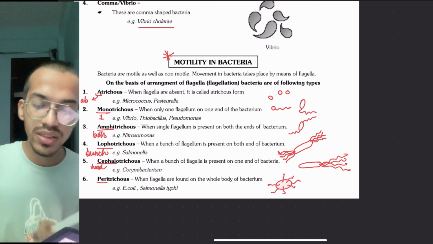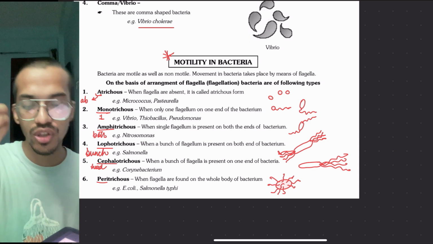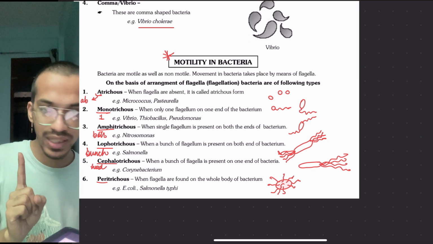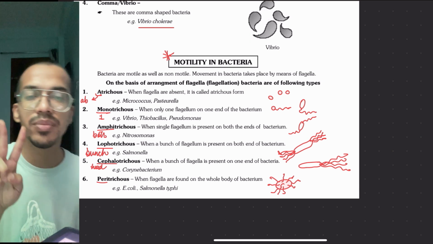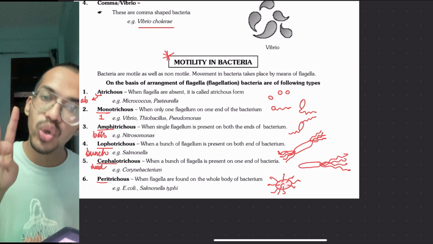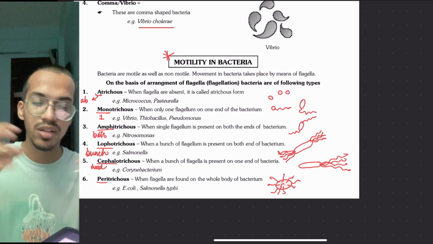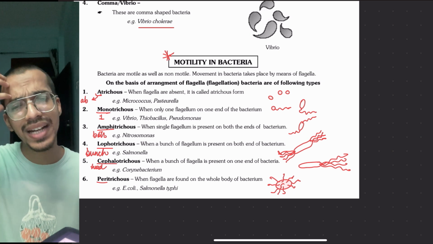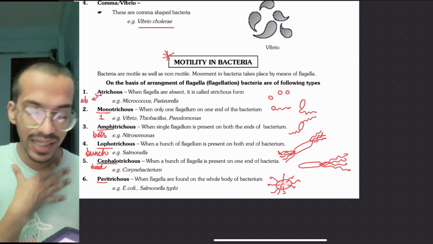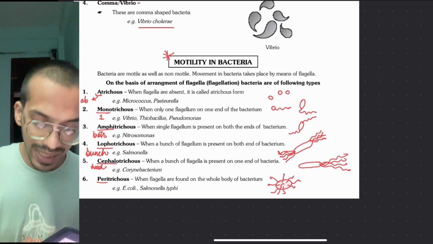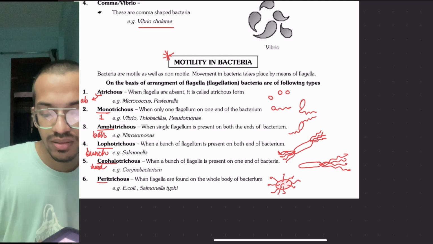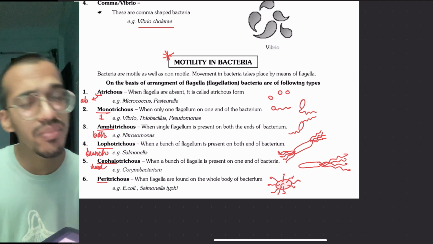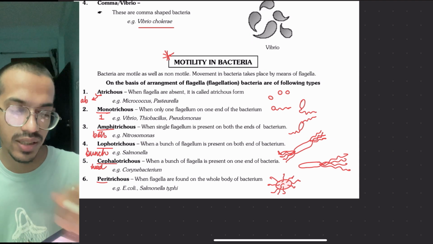So what are the types? Atrichous: A means absent, no flagella present. Monotrichous means one flagellum present at any part or any end of the body. Then Amphitrichous means one flagellum on both sides. Then Lophotrichous means bunches of flagella on both sides. Then we have Cephalotrichous. Cephalo means only one side, because the head will be on one side and the other side would be the body, so that will be the tail. Peritrichous means present everywhere, like Salmonella typhi and E. coli. When they are not writing anything, it means that some Salmonella species might have this one, some might not.